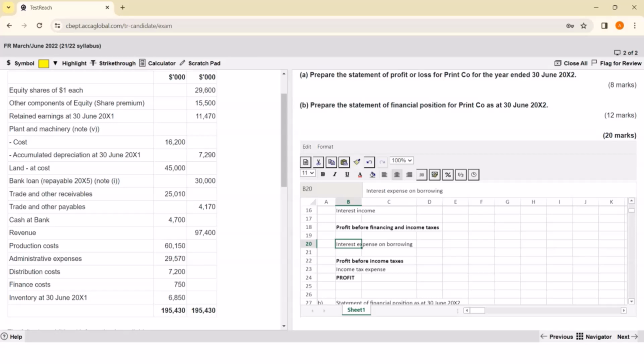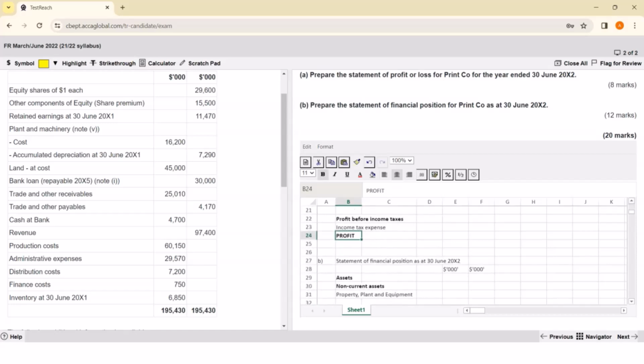If any such case is there, any such provisions exist, then we are going to add an additional line which is related to interest expense on provisions for this level of financial reporting. I've left the space still in between just in case anything comes up later on. When we deduct the interest expense from profit before financing and income taxes, we reach the figure of profit before income taxes. From this, we deduct income tax expense and reach the figure of profit. So I've made the pro forma in advance.